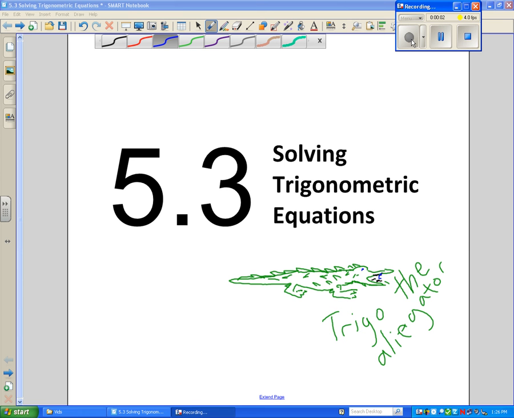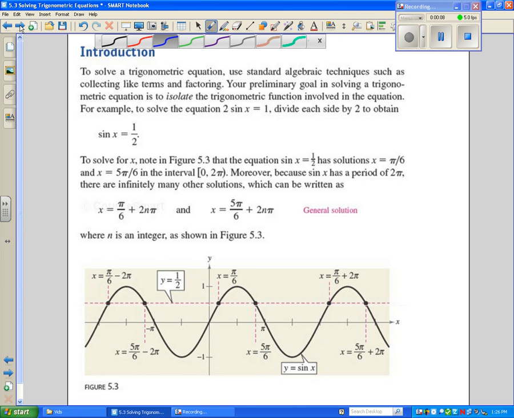5.3, solving trigonometric equations. This is Trigo, the alligator. Ha! Trig equations. This is something I've shown you before. In fact, I had you do something like this, where you did sine inverse 1/2, and you said, well, this has to equal x. And remembering that inverse sine has a restriction of negative pi over 2 to pi over 2.